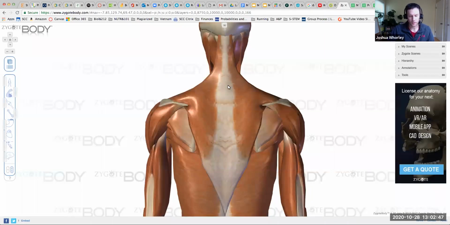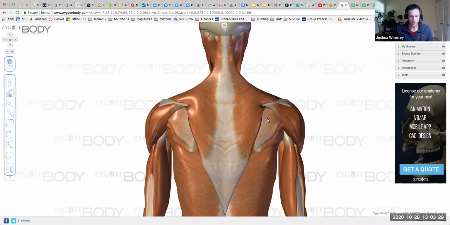Hi folks, here's another video on the muscles, this time of the neck, the back, and the shoulder and chest. So these are muscles that are working to move the shoulder or move the head of the humerus around the back or the chest. Okay, so again, I'm gonna start here with the zygote body, and then we'll kind of switch over to Get Body Smart to take a closer look at these origins and insertions and mechanisms of action or actions.